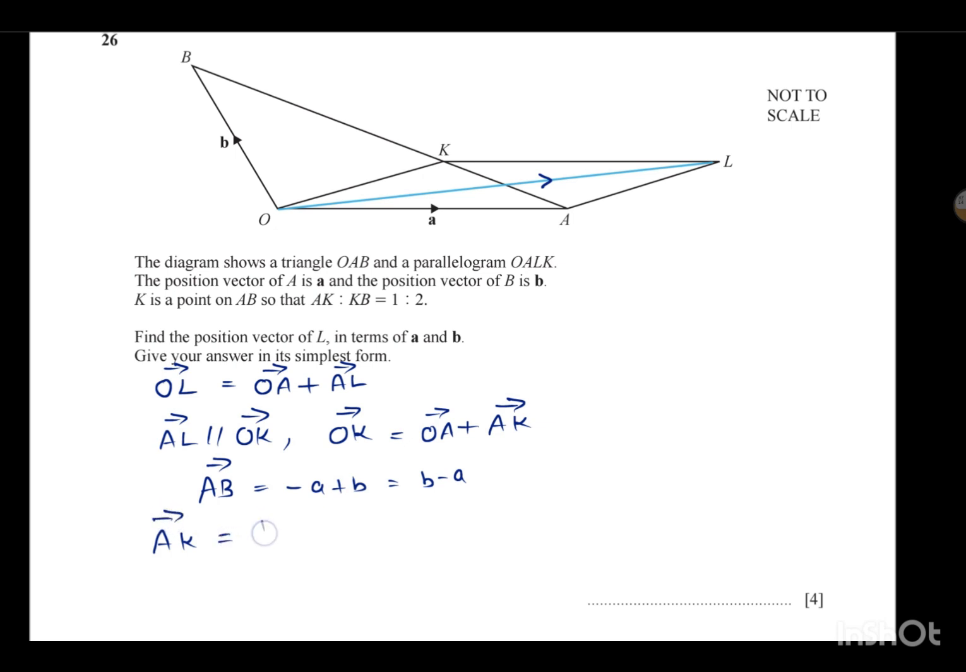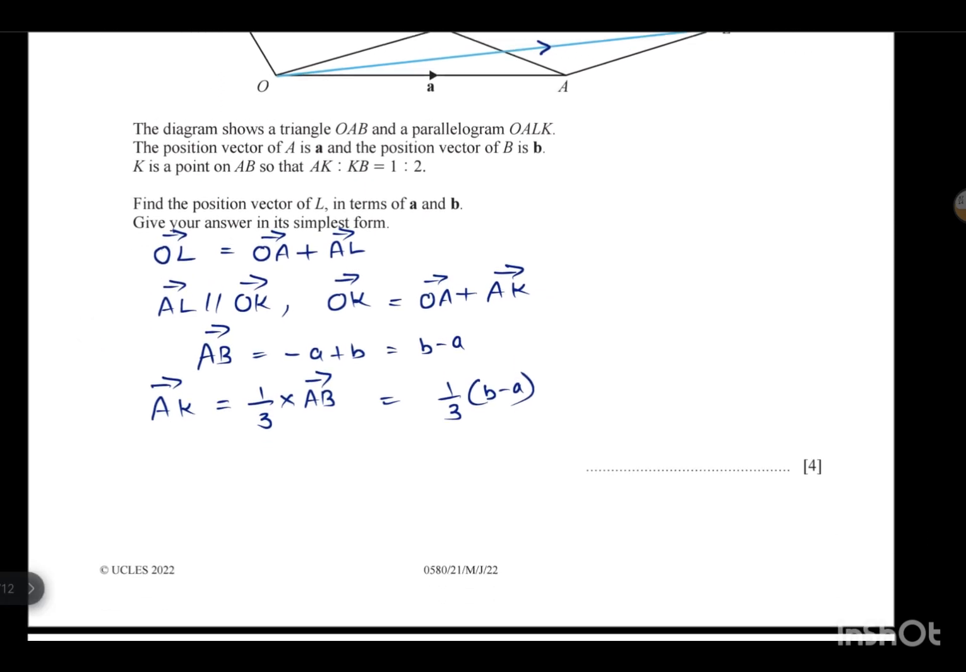AK will be 1 by 3 parts, because we know the ratio here. AK, KB are 1:2. So AK part is 1. So 1 out of 3 parts will be 1 by 3 out of AB. So that will be 1 by 3 multiplied by B minus A. We got AK. Now we'll find out OK using AK.